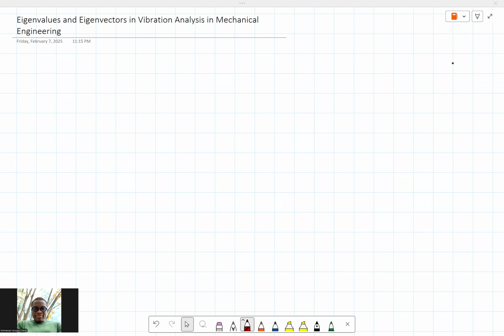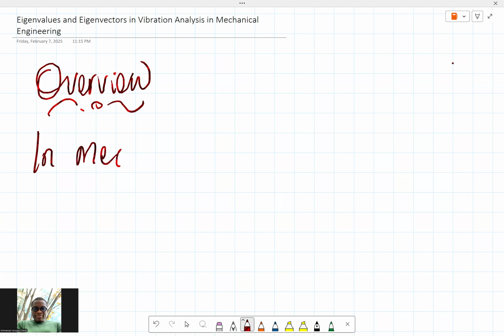We're still talking about applications of eigenvalues and eigenvectors. Here, the focus is on vibration analysis in mechanical engineering, or maybe even other aspects of engineering like civil engineering and the rest of them. Because we're talking about vibrations, the overview.